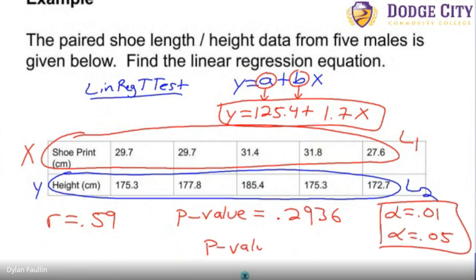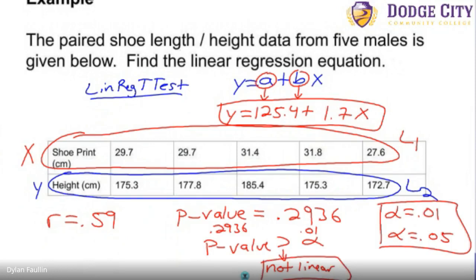In this case, the p-value is going to be, sorry, I'm doing the wrong thing, is going to be greater than alpha. So the p-value is 0.2936. Alpha, we could pick that to be 0.01. The p-value is greater than alpha. So this does not appear to be linear.